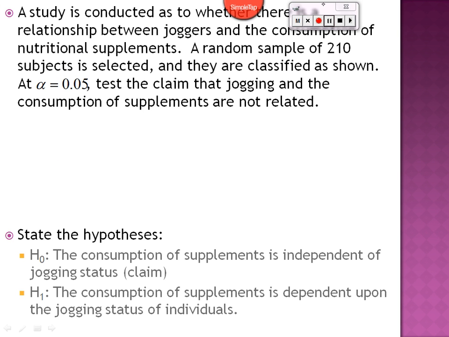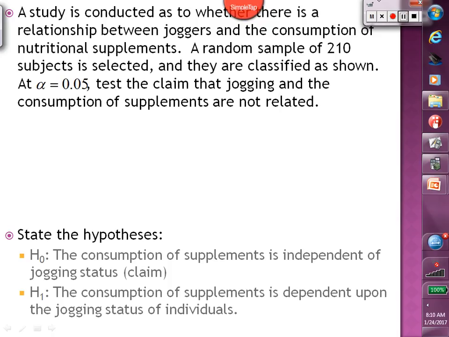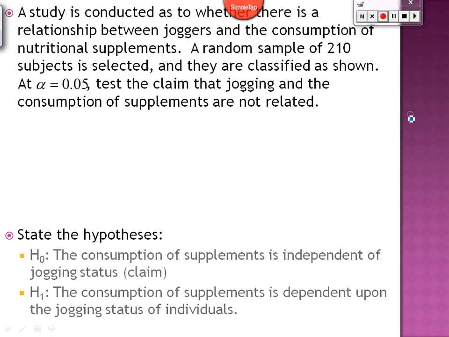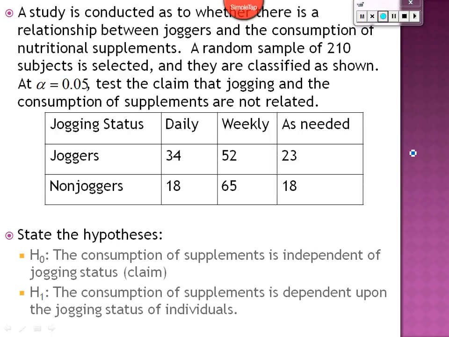So let's take a look at the first example. I just built an example into the lesson this time. A study is conducted as to whether there is a relationship between joggers and the consumption of nutritional supplements. A random sample of 210 subjects is selected, and they're classified as shown in our table. At alpha 0.05, test the claim that jogging and the consumption of supplements are not related.